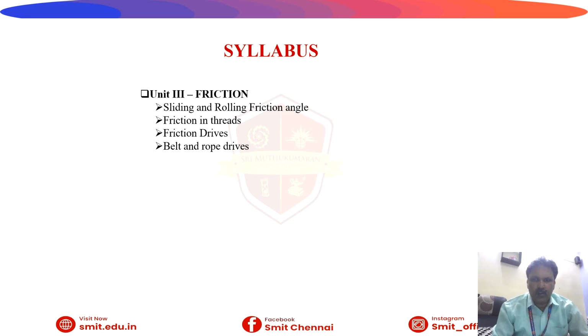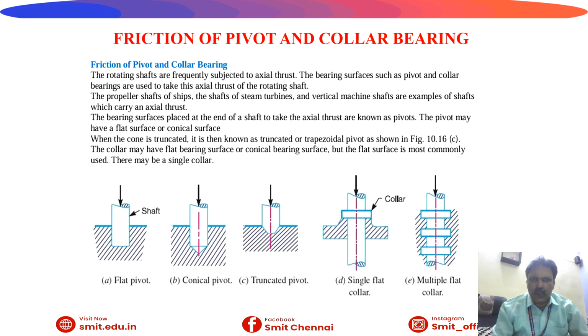This slide, the syllabus of Unit 3, we already discussed in the previous video lecture. These slides give a glimpse of friction of pivot and collar bearings. What does that mean? Rotating shafts are frequently subjected to axial thrust. Bearing surfaces such as pivot and collar bearings are used to take this axial thrust of the rotating shaft. The propeller shaft of ships, the shaft of the steam engine and the vertical machine shaft are examples of shafts which carry an axial thrust.